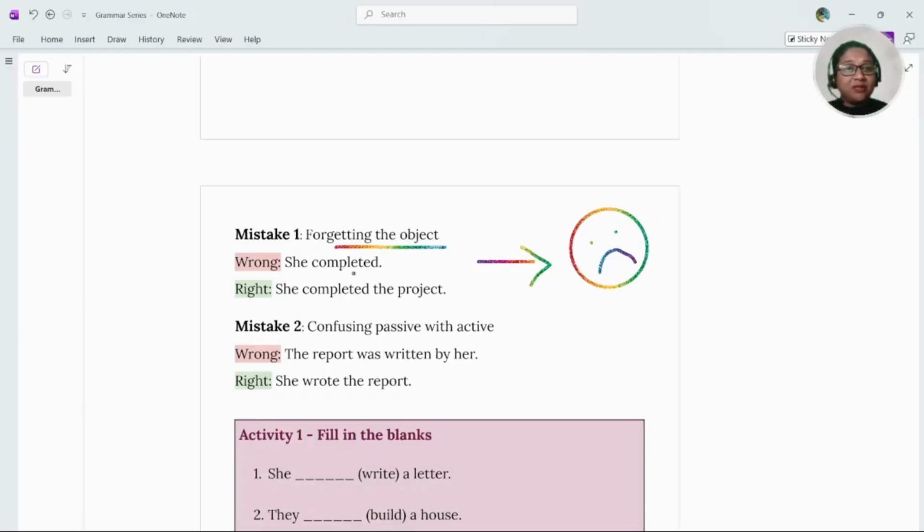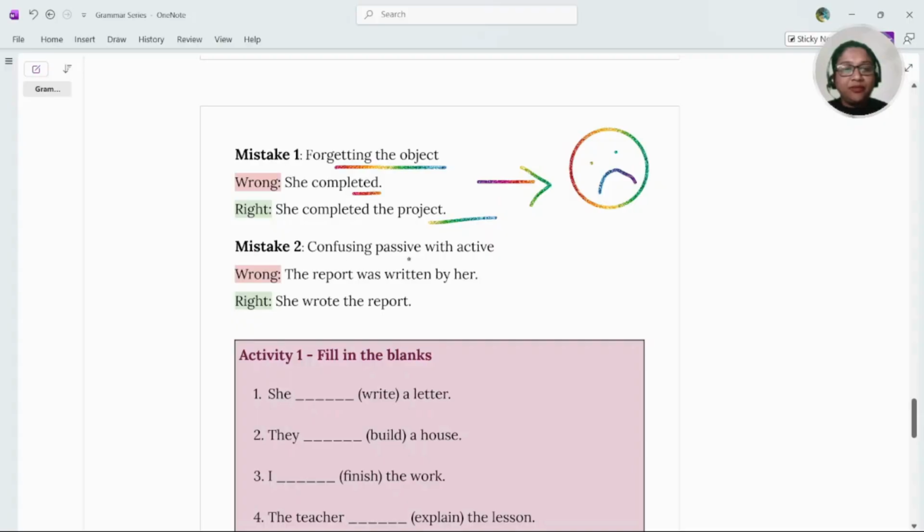Now, if I say she completed, the person standing right in front of me will be wondering, what did she complete? What did she complete? So please do not forget the object whilst you're articulating any sentence in regards with your active voice. The right sentence must sound like this. That is, she completed the project. The presence of object is pretty much mandatory.